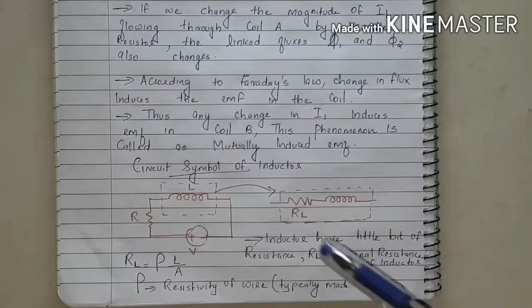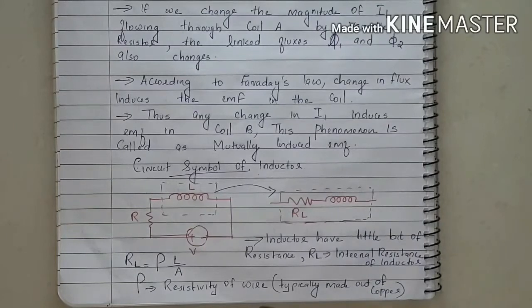Here is the circuit symbol of an inductor. The internal diagram of an inductor is actually like this, with a little bit of internal resistance RL, where RL can be represented as rho L by A, where rho is the resistivity of the wire, typically made up of copper, L is the length, and A is the area of cross section.